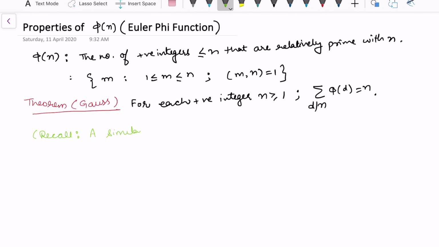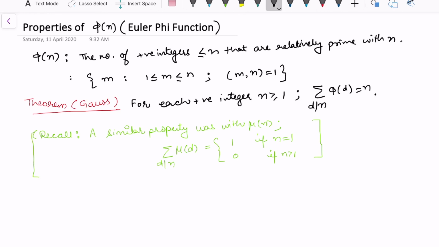A similar property was with the mu n function also. And what was the property? That if we sum mu d, where d runs over all divisors of n, this takes two values, either it is 1 or it is 0. And here if n is equal to 1, this value is 1. And here if n is strictly greater than 1, this value is always 0. So we have already done this result in the last class.